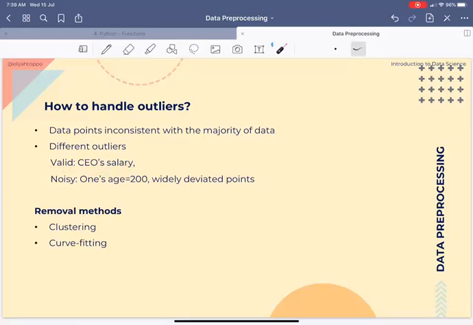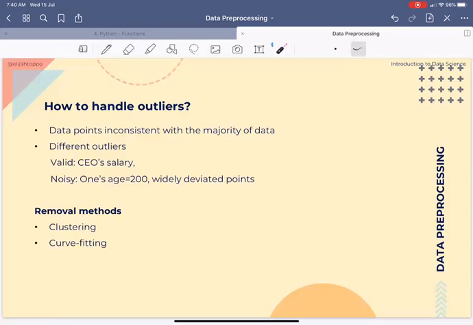It is not noise. Whereas when you look at age data, and someone has mentioned that their age is 200, we know for sure that this cannot be possible, and thus this is noisy data. So that's the difference between noise and outliers. Outliers are valid data points which are just different from the majority of the data, and noise are invalid data points which cannot happen but have come into the data because of some mistake somewhere else.